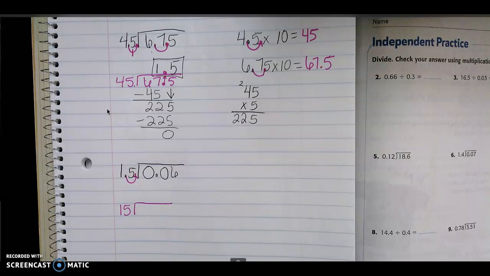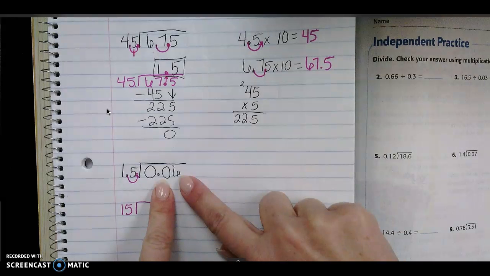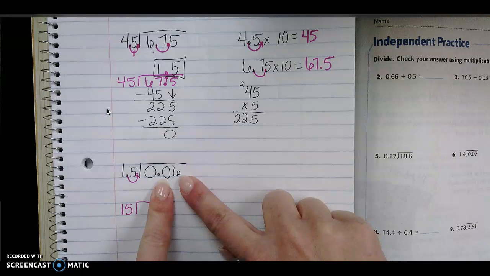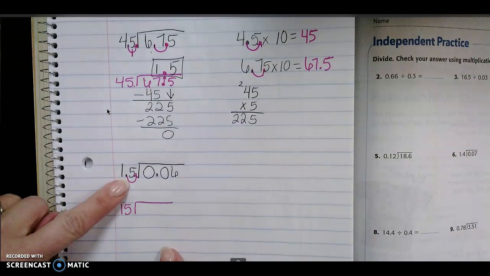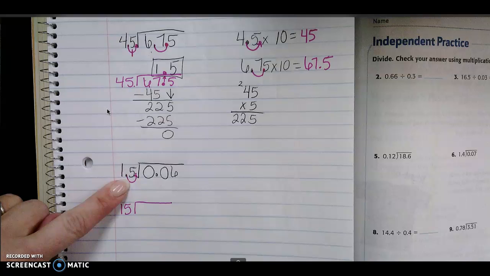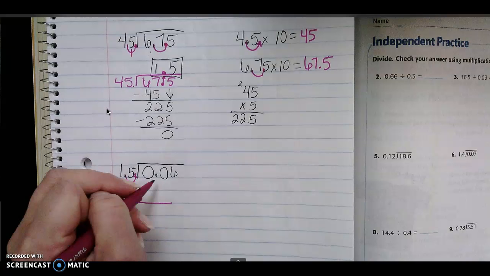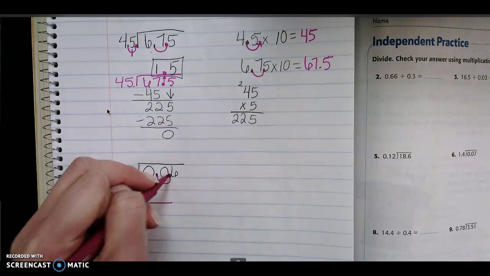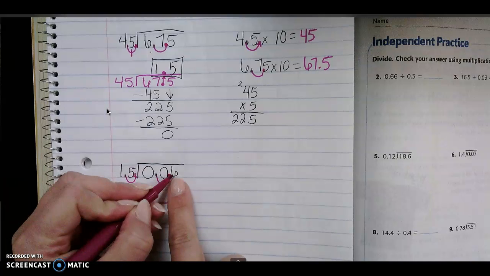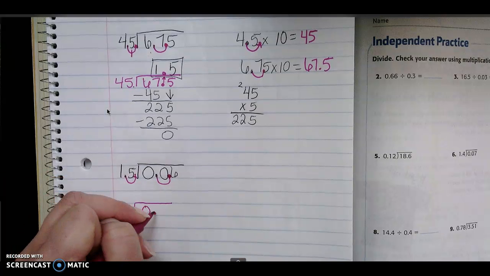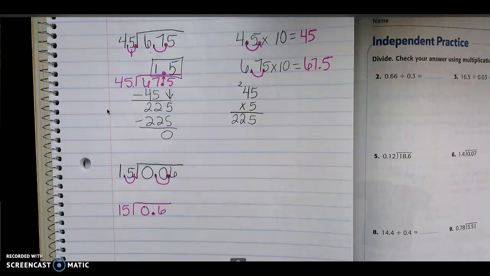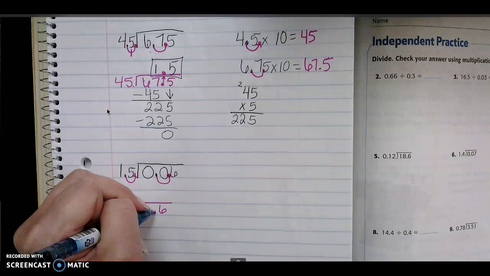In the dividend, inside the house, it is okay if I still have a decimal in the house. I am not trying to get rid of it inside. I am only doing it the same number of times as I did on the outside. So I moved it 1 time, so I'm going to move it 1 time to right here, which is going to give me 0.6. It's okay to have that decimal in the dividend. And I'm going to bring that decimal up.